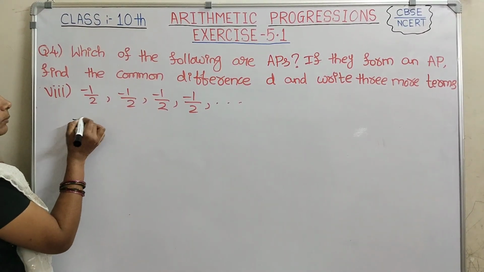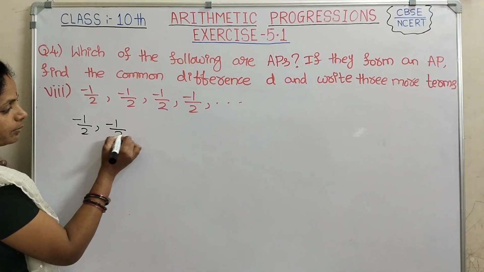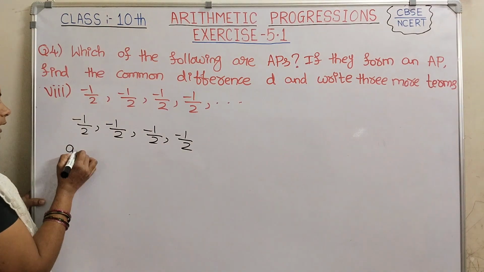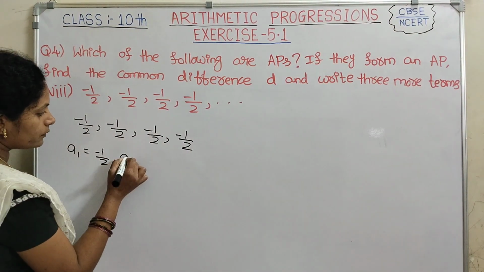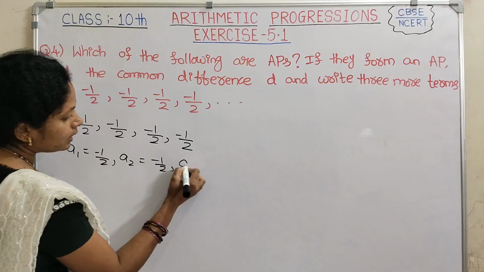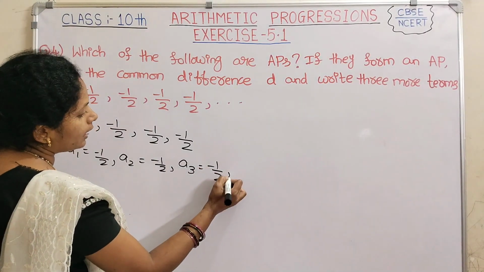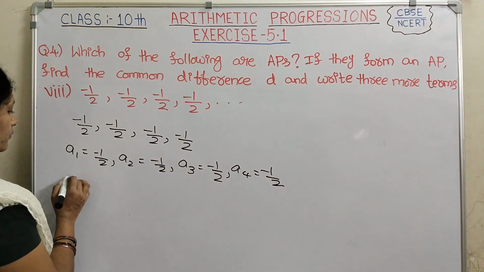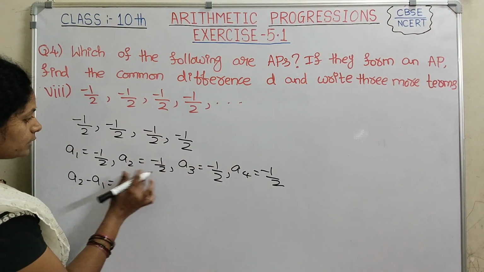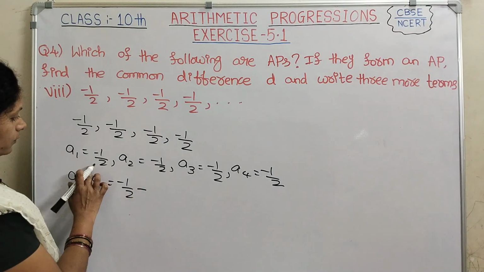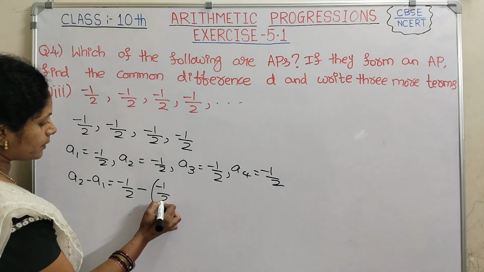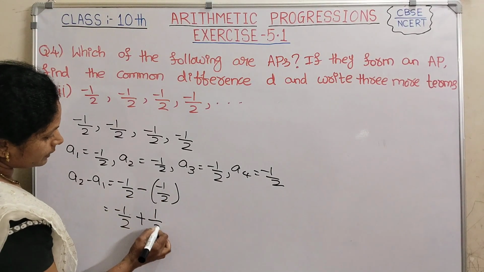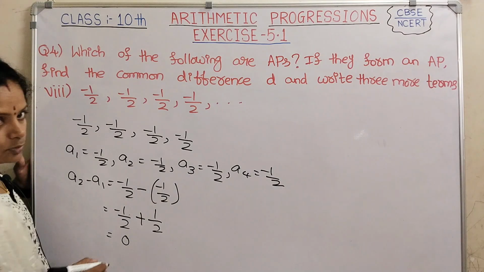Eighth problem: minus 1 by 2, minus 1 by 2, minus 1 by 2, minus 1 by 2. A1 is equal to minus 1 by 2, A2 is also minus 1 by 2, A3 is also minus 1 by 2 and A4 is also the same, that is minus 1 by 2. We have to find A2 minus A1. A2 is minus 1 by 2 minus of A1, which is again minus 1 by 2. Minus into minus will become plus.